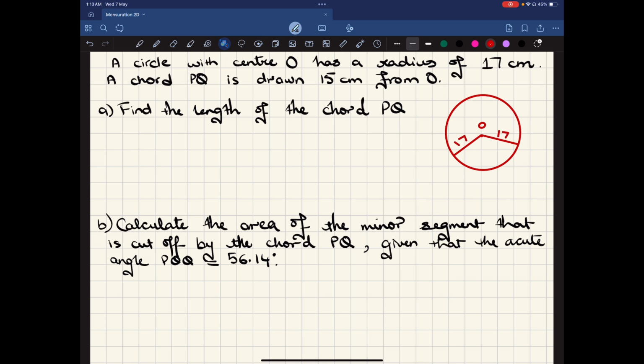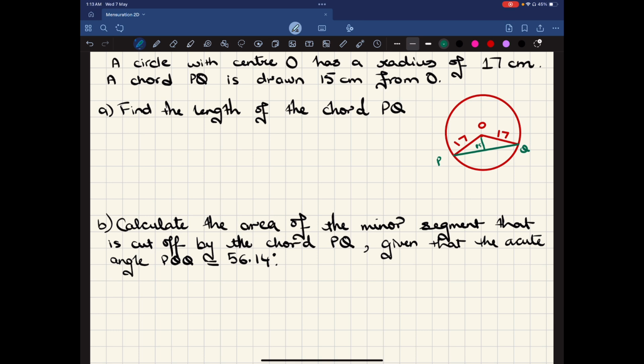A chord PQ is drawn 15 centimeters from the center. So center से आपका PQ कितना? Let's draw PQ first. So let's say this is PQ, and it is 15 centimeters from the center.